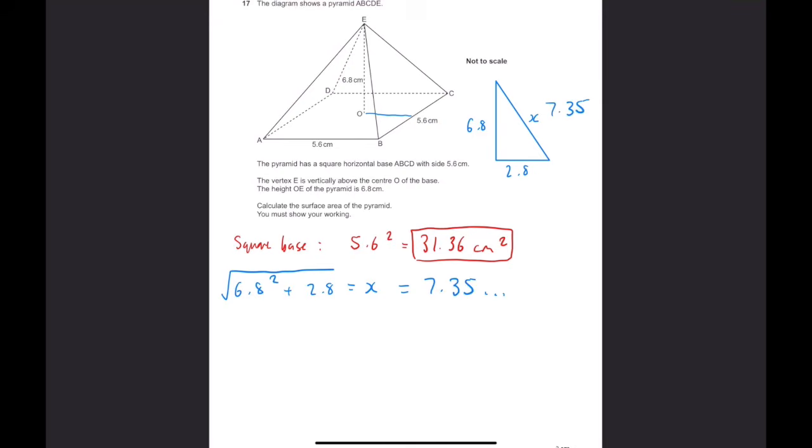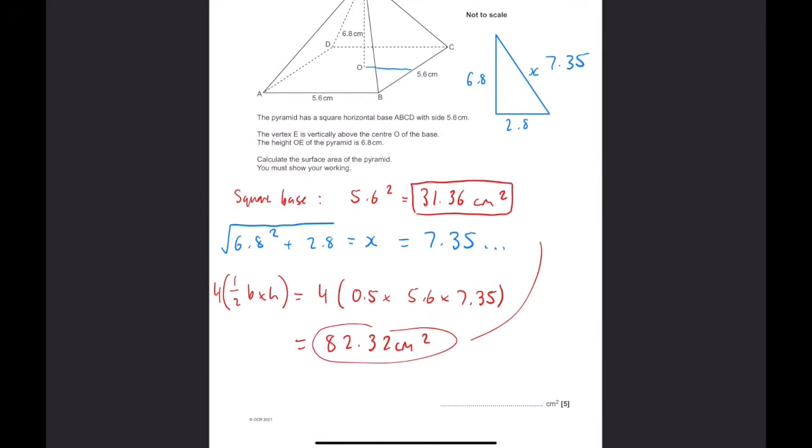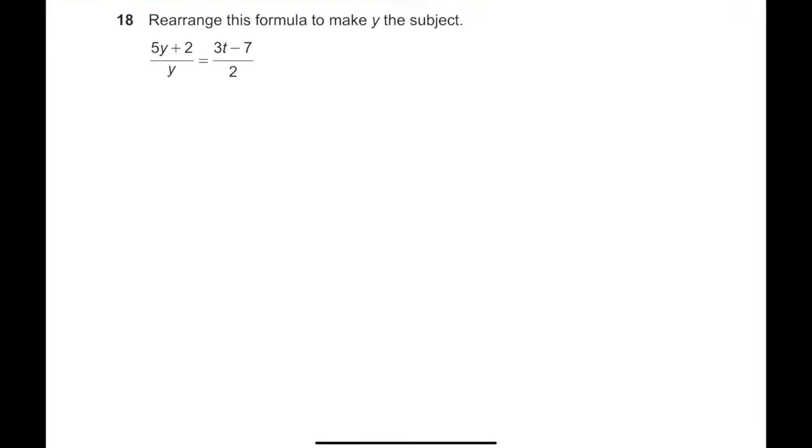So now we would just do half the base times the height for all of the triangles, and then multiply that by 4 because there is 4 of them. So we're going to do 4 multiplied by 0.5 times 5.6 multiplied by the height, which is now 7.35. That gives me 82.32 centimeters squared. And if we add that to the original 31.36, we have 113.68 centimeters squared.